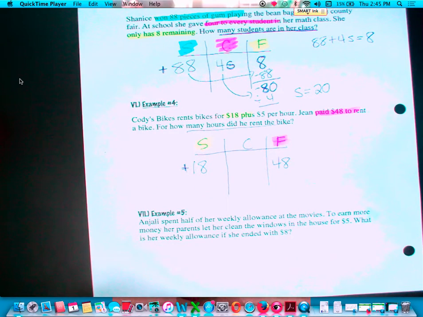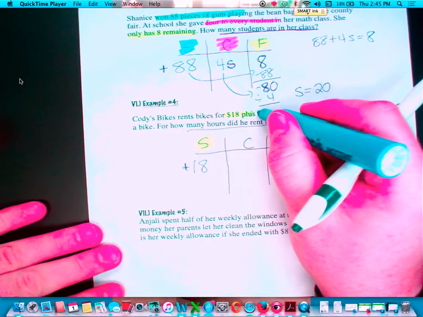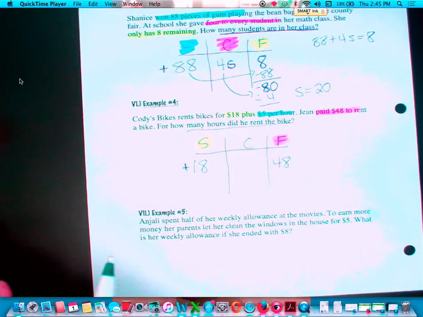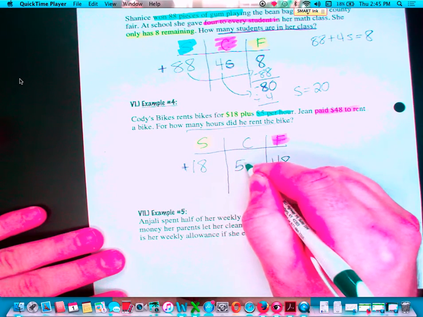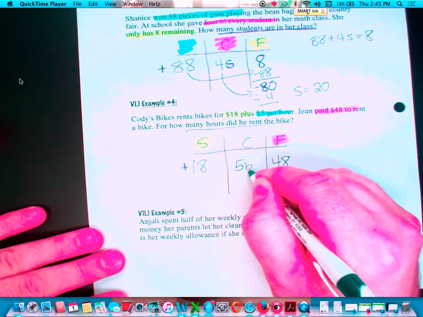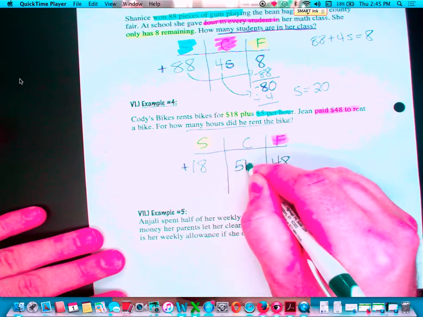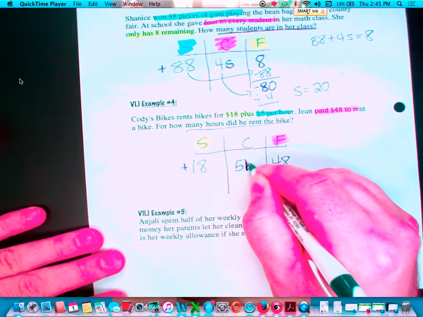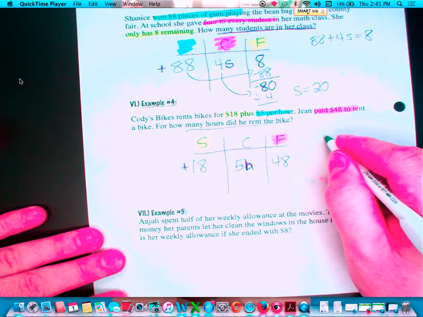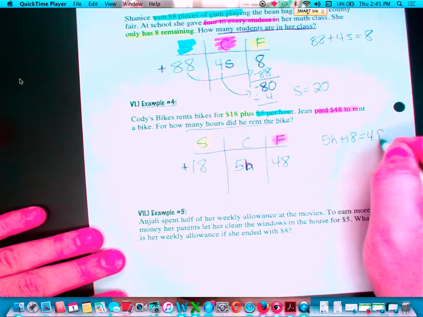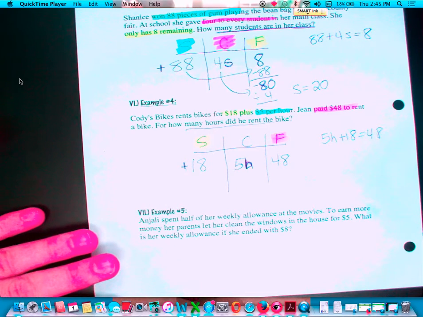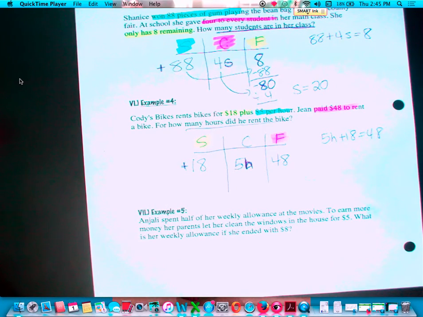Then the changes, we're looking for hours. She spent $18 plus $5 per hour. There's that word per again. That means times. So we're going to times it there. We're looking for H for hours. So my equation there is 5H plus 18 equals 48. And I can solve my problem here and get my answer.